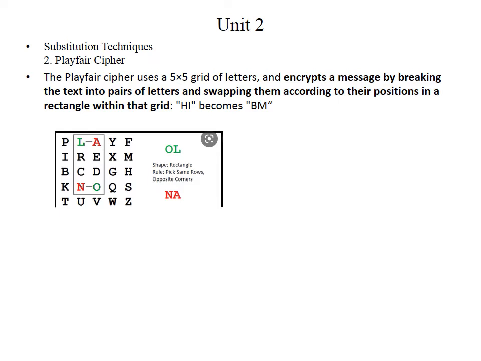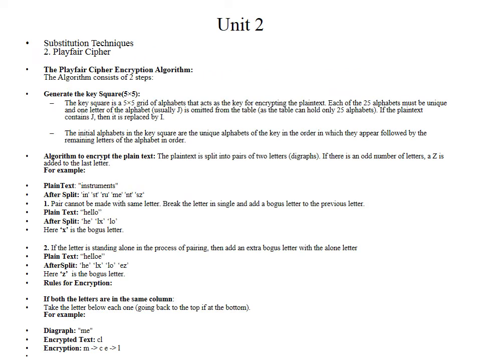Let's take one example: HI becomes BM. There is some shift, so H becomes B and I becomes M, either left or right with some position, 5th position, 6th position, and so on. Another example for the Playfair cipher is the word instrument. We can split it into pairs: IN, ST, RU, ME, NT, and Z. Because the length of the word instrument is an odd number, if there is no pair for a particular letter, we can add a bogus letter.